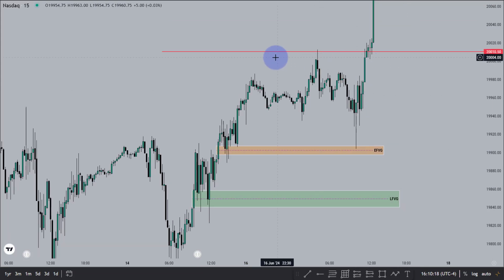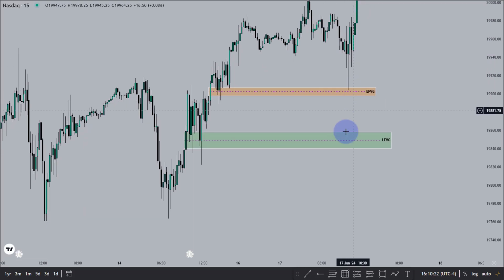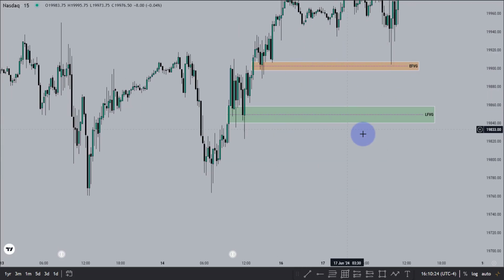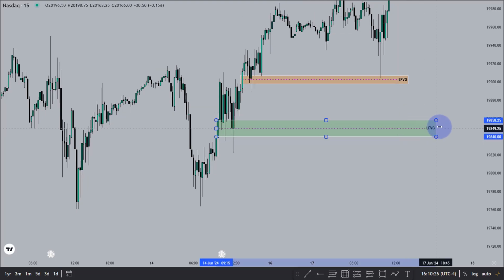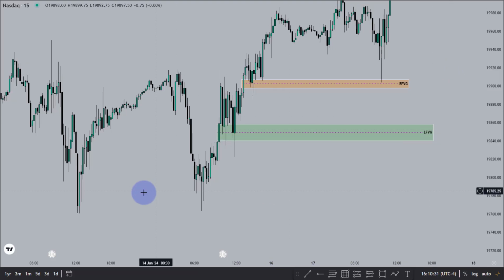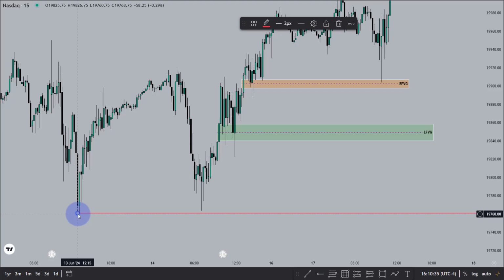The market is reacting from -2 standard deviation. How far can it reach? Here, you should think the market should reach at least until this last fair value gap. Why? Because you have this sell side liquidity around that area. Mark this sell side liquidity.